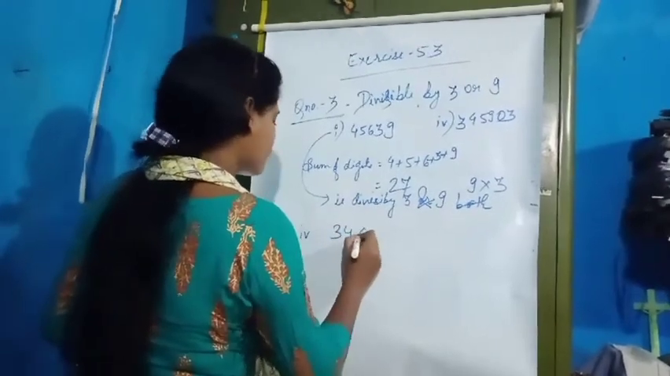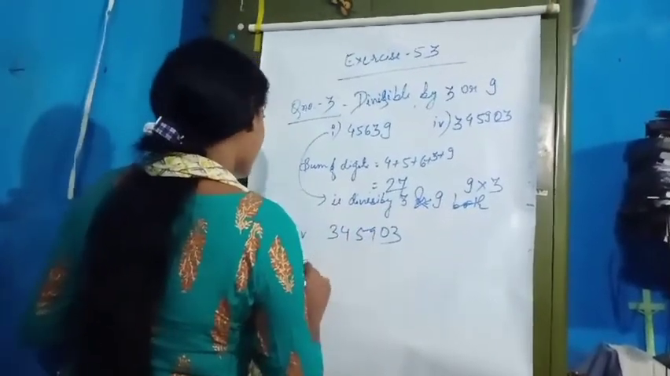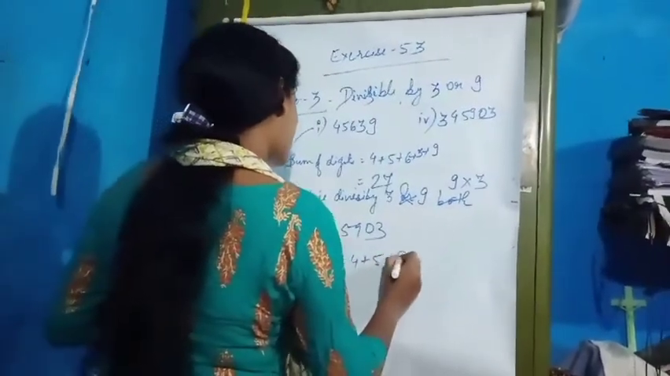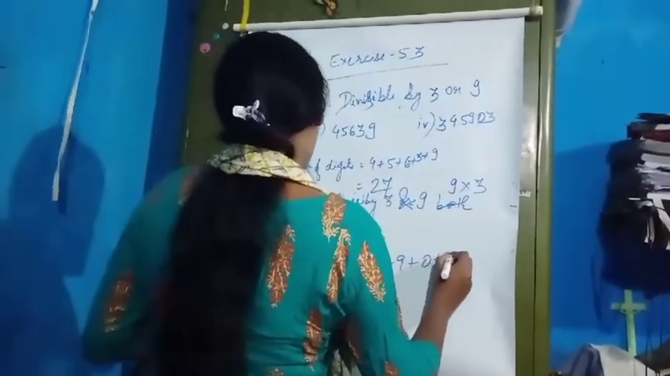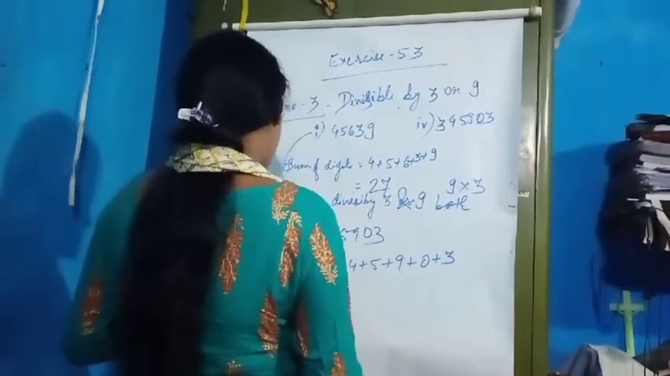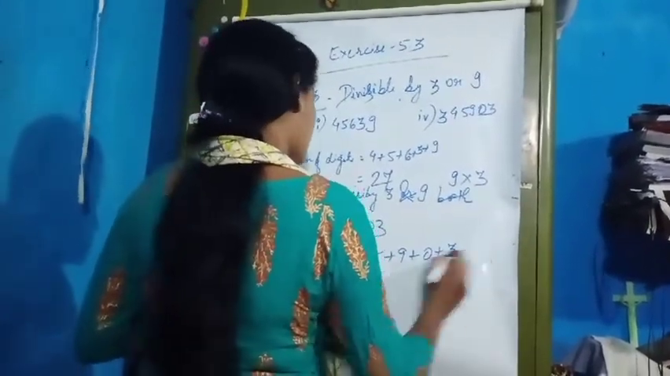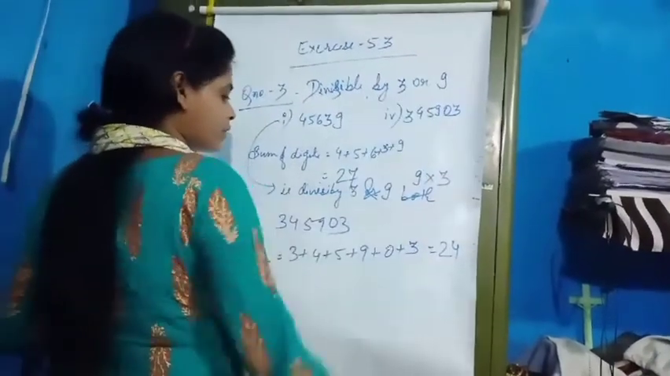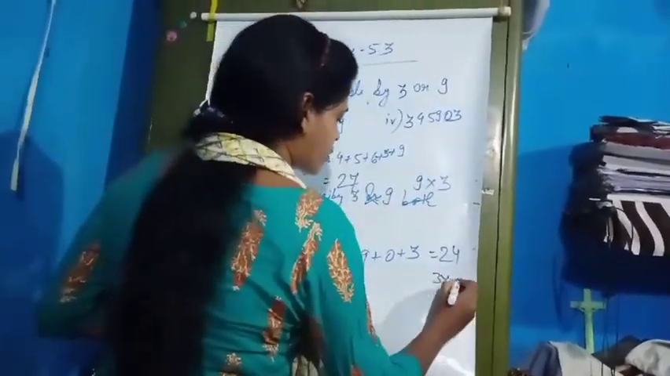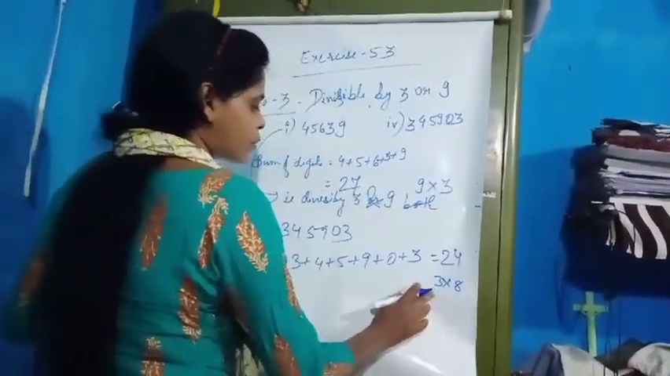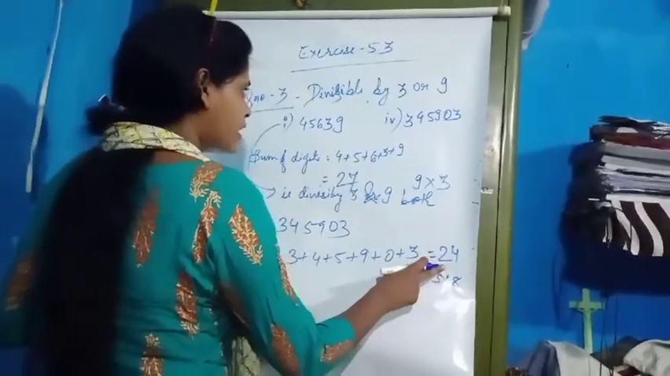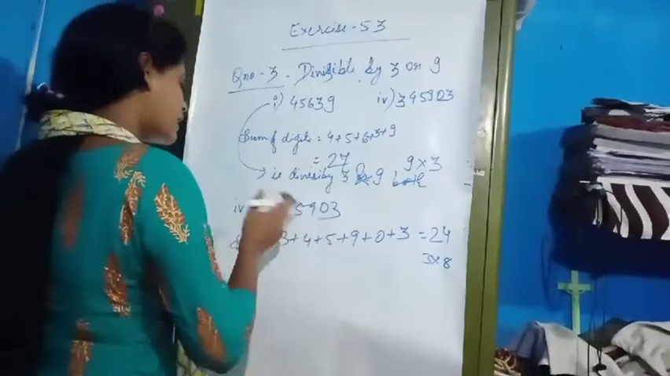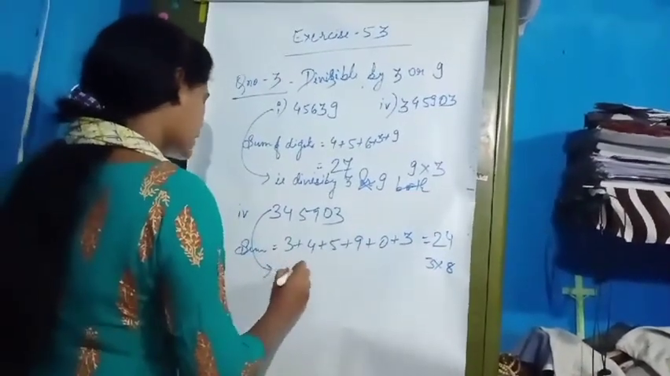Then question number 4. The number is 345903. Find the sum: 3 plus 4 plus 5 plus 9 plus 0 plus 3. You will get 24. Now you tell me, is 24 divisible by 3 or 9? You can see that it is 3 into 8. So it is divisible by 3. It is not divisible by 9, but it is divisible by 3.